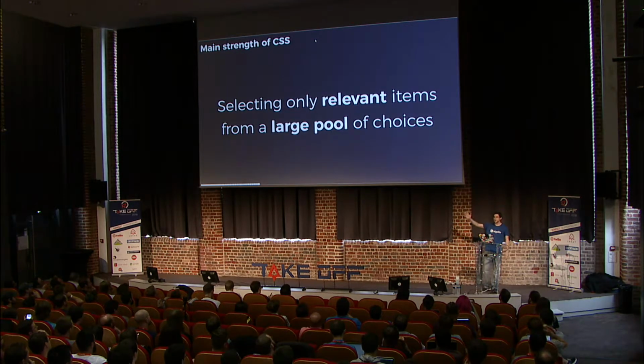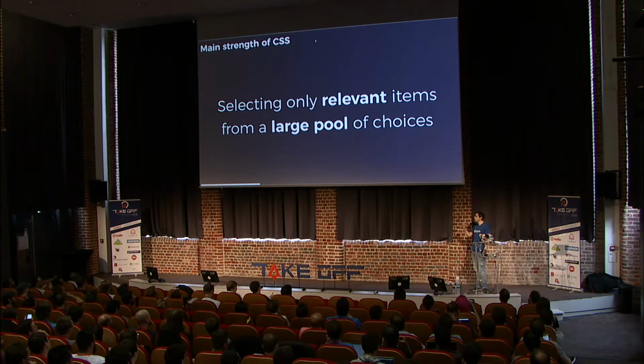From a large pool of choices, all your HTML elements, you will be able to target specifically the ones that are of interest to you. Which, when you think about this definition, selecting only relevant items from a large pool of choices, is also what you would expect from a search engine. You have many different results, and you are only interested in the few relevant ones. So by using the strengths of CSS to build a search engine and focusing only on that, we will be able to do something. In the rest of the talk, we will go together slowly through how to build it.